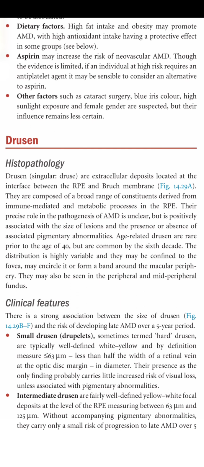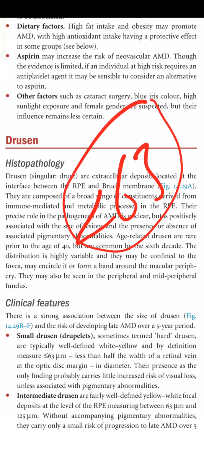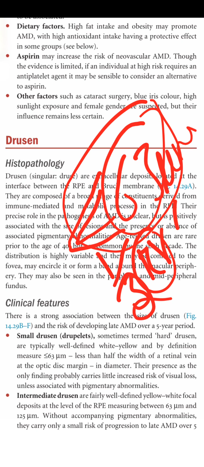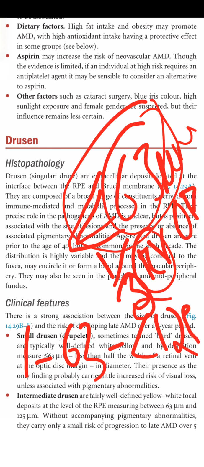So basically, small drusens have a yellowish white lesion which is less than 63 micrometers, about half of the retinal vein at the optic disc. And intermediate drusen is between 63 and 125 micrometers, whereas the large drusen is greater than 125 micrometers in diameter.